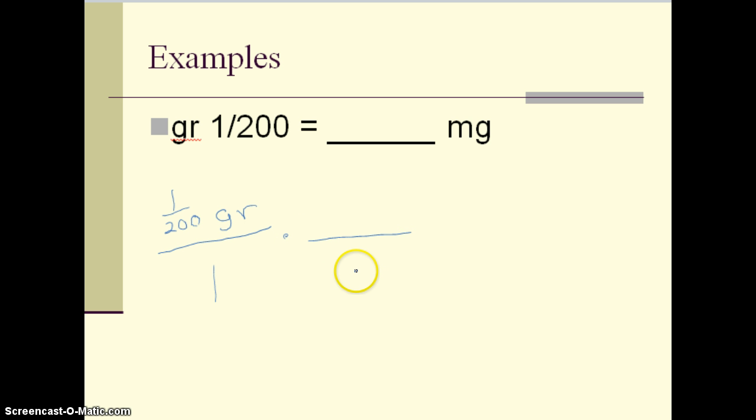So I want to multiply by my conversion factor, and I've memorized that 1 grain is 60 milligrams. So I set this up so that the label of grains cancels, and I'm ready to do my math, and I see that the label that remains is going to be milligrams. So what I need is a calculator. So let me pull my calculator in here.